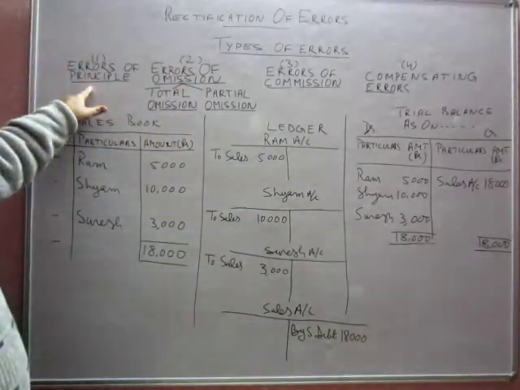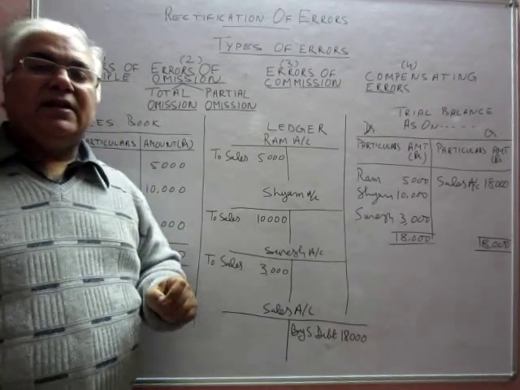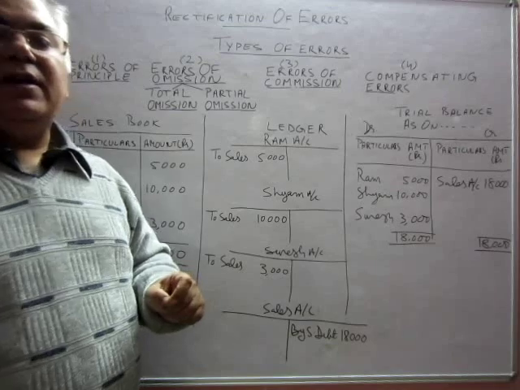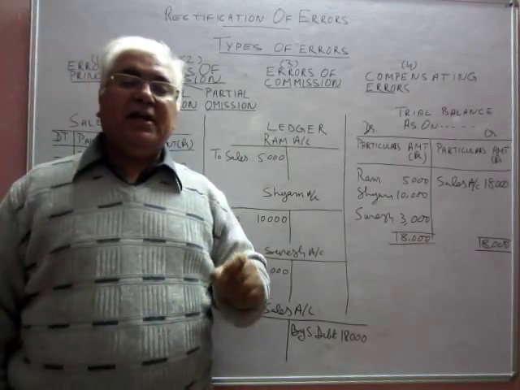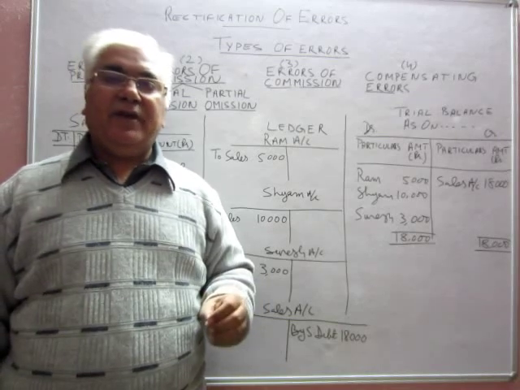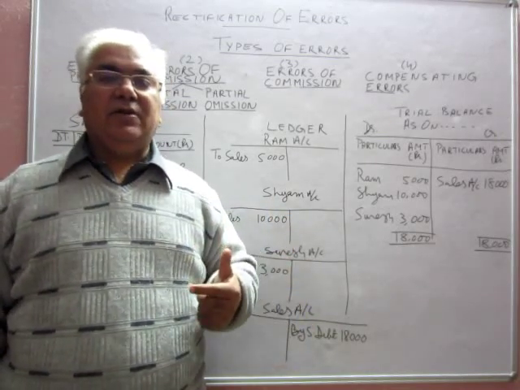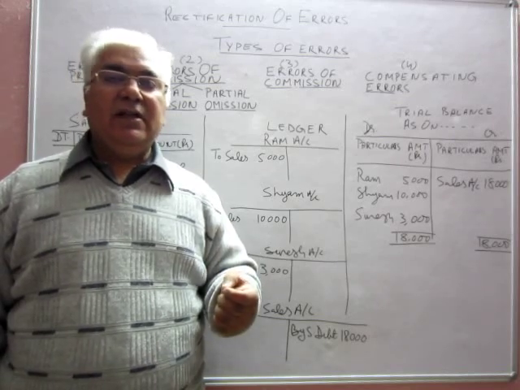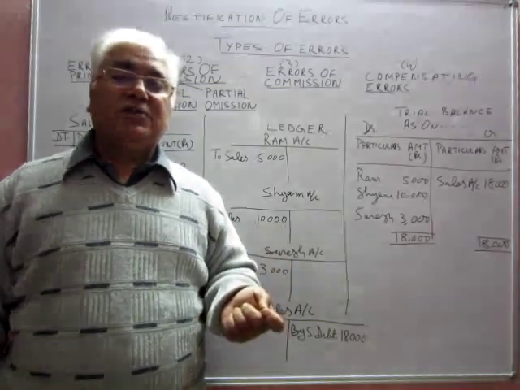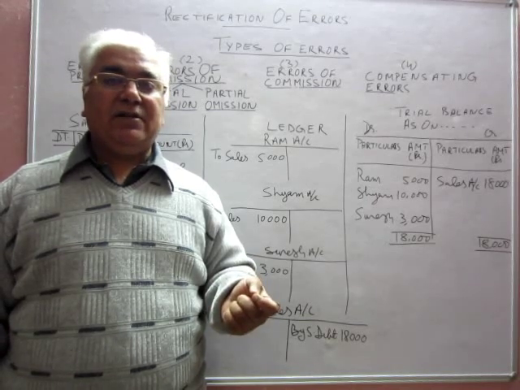The first kind of errors are errors of principle. Now these errors are committed whenever we commit an error in contravention of accounting principles. For example, we buy furniture and debit that to, say, purchase account. Now purchase account is a revenue expenditure and furniture is a capital expenditure.